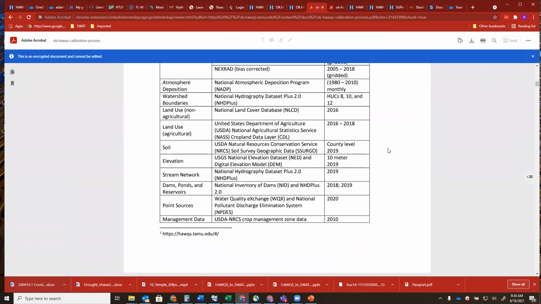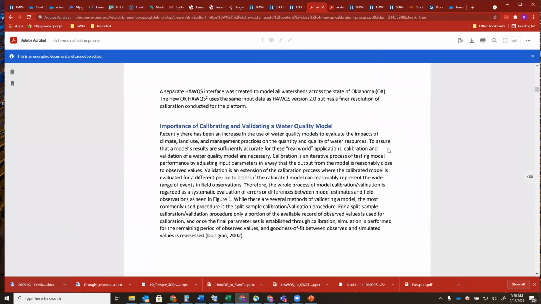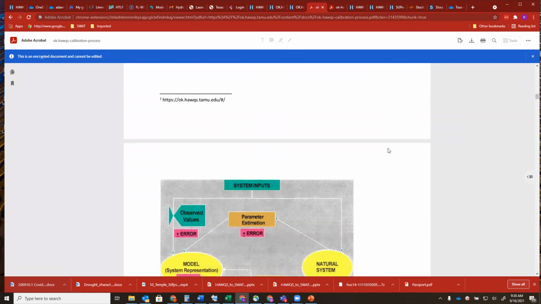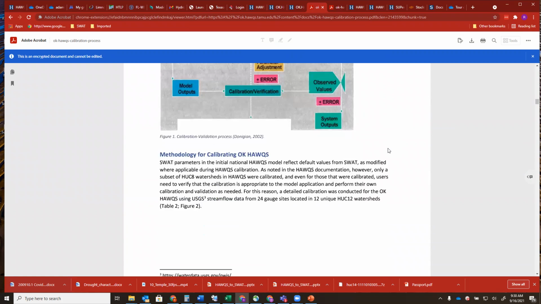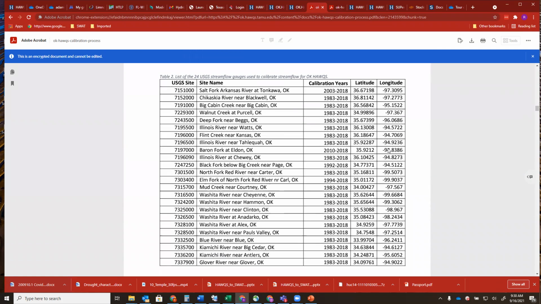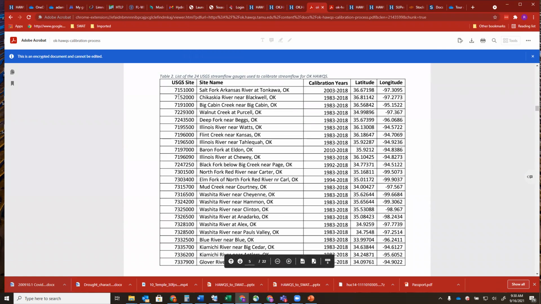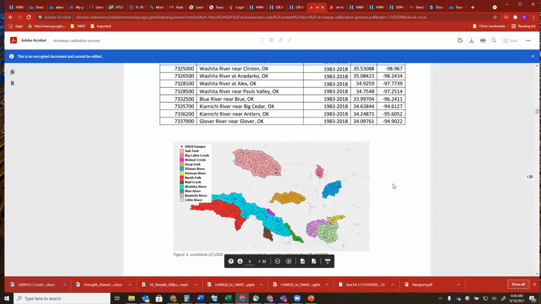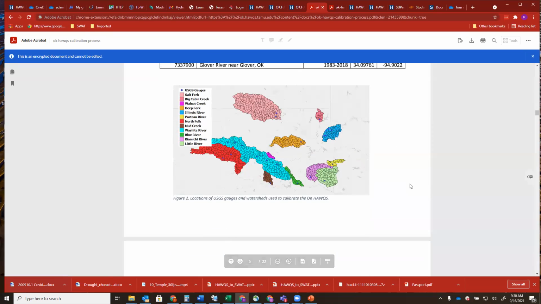Okay, you can see them, all of them here. And then it also talks about the calibration validation steps and process. And then it goes to the table that shows you all those gauges that is used, and the river basin and the time period and the latitude, longitude of those gauge stations. And here it gives you a snapshot of the map where it got calibrated. The blue dots that you see here, those are the sites that were calibrated.